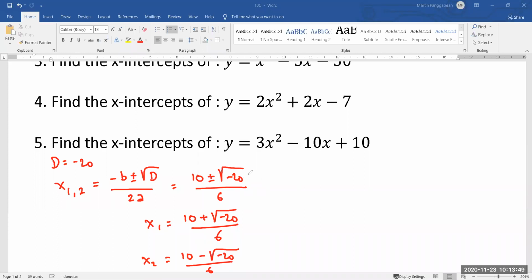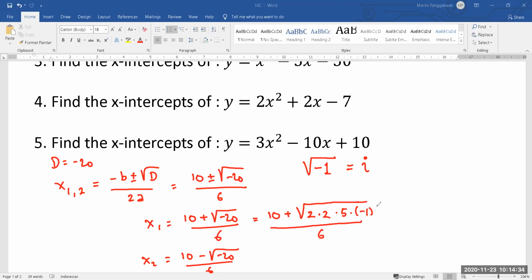But this is not the final answer yet. The thing I want to introduce, and maybe some of you already know this: the square root of negative 1 equals i, lowercase. So if I try to separate this, 10 plus the square root of negative 20 is the square root of 2 times 2 times 5 times negative 1, over 6.